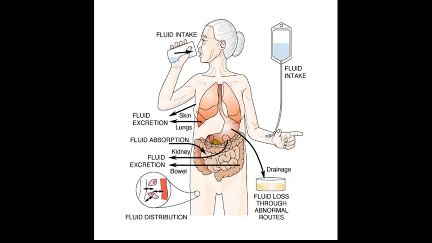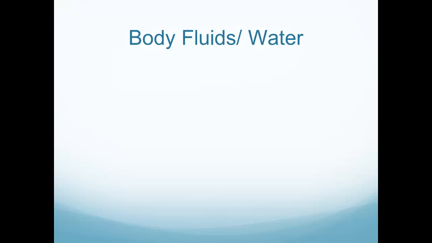We can have fluid absorption, for example, through the gut. So the person is eating and there's a certain amount of fluid in our food that gets absorbed as well. Lots of different ways it can be excreted: through the skin, through the lungs, through drainage, through the kidney, and through the bowel. We can all have fluid excreted from the body. We'll take a look in a moment at where and how much of that fluid is going out and into some of those different components.